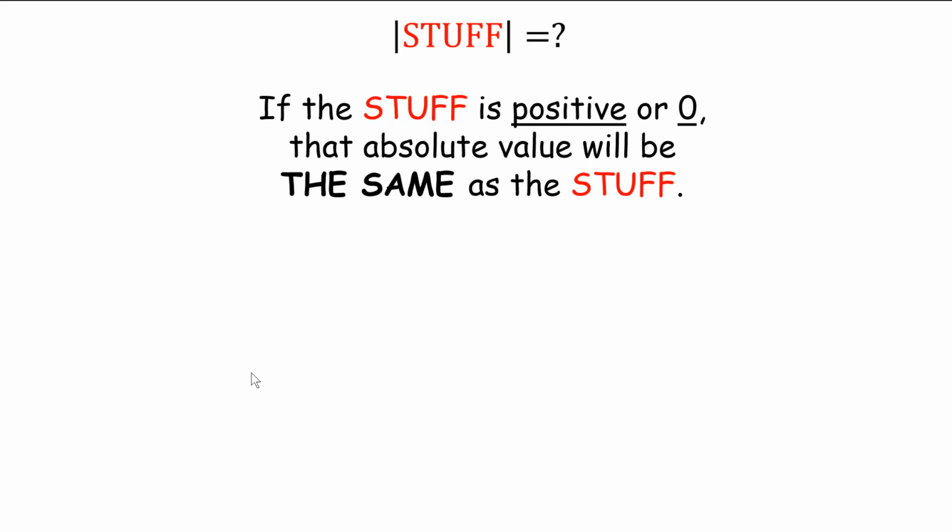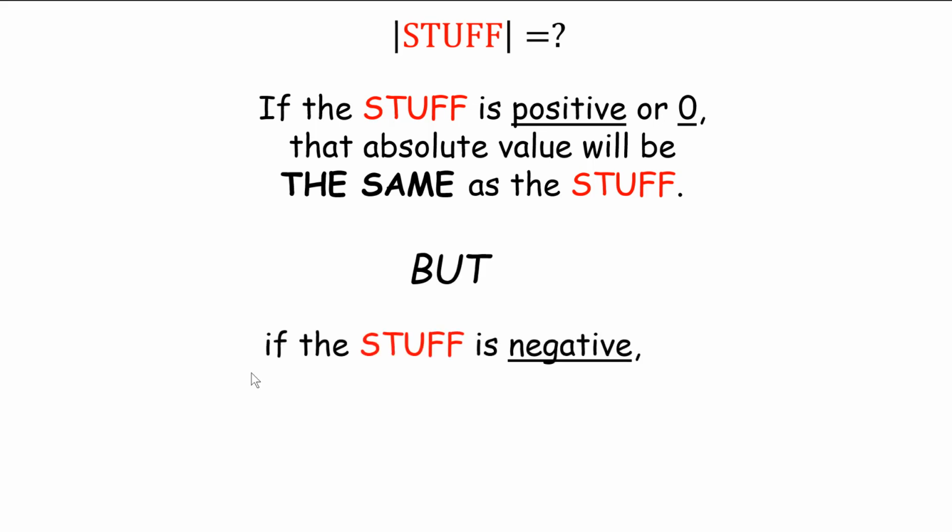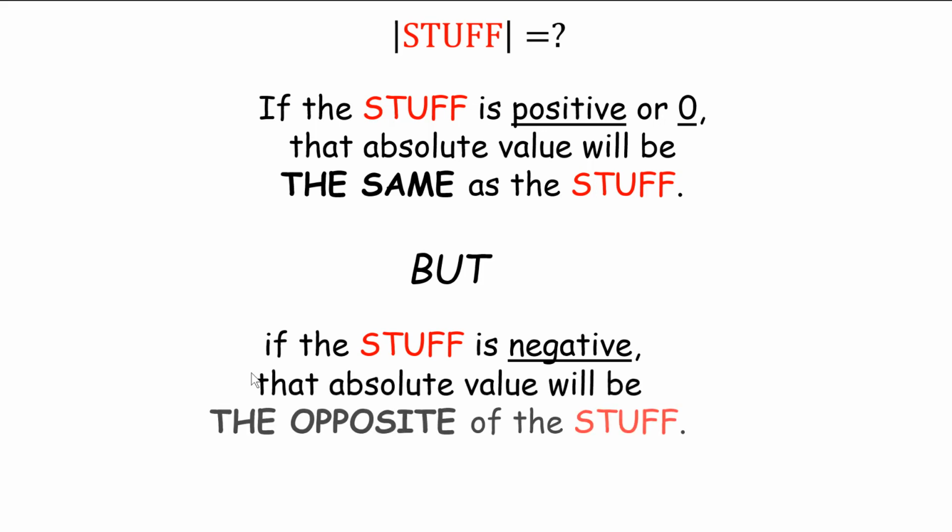Absolute value of 3 is 3. Absolute value of 5 is 5. Anything positive, the absolute value is just going to be the number itself. All right, but if the stuff inside that absolute value sign is negative, then the absolute value is going to be the opposite of the stuff that's inside that absolute value sign. And if you're just dealing with plain old numbers, it's not hard to figure out absolute value.